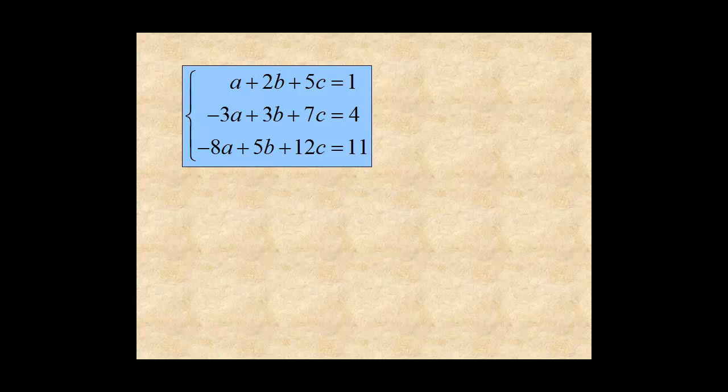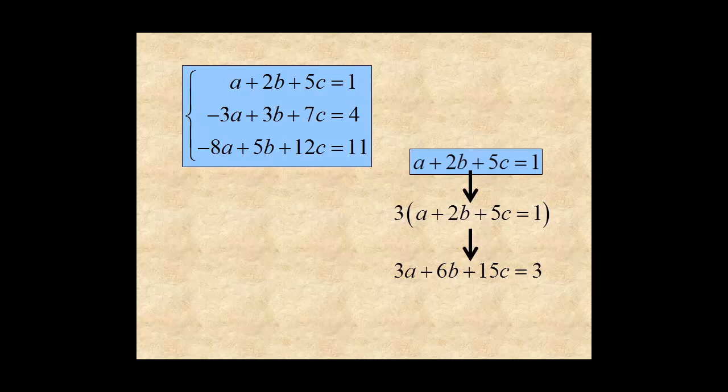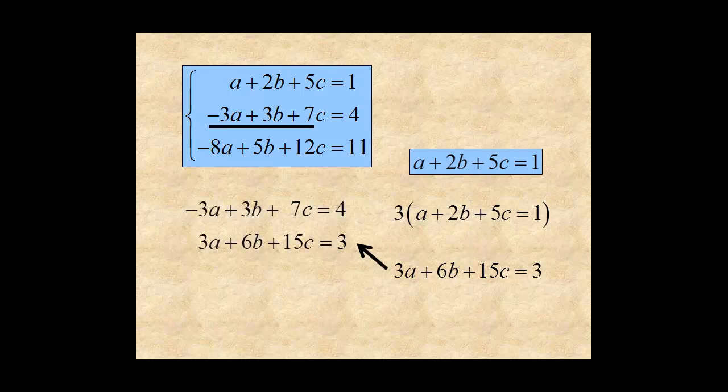In this example, the first equation is used as a tool to remove the a variable from the other two equations. Notice that if you multiply the first equation by 3 and add it to the second equation, you eliminate the a variable.